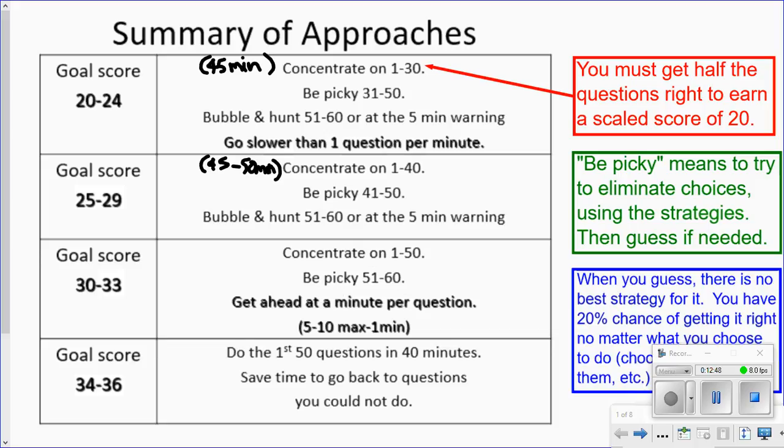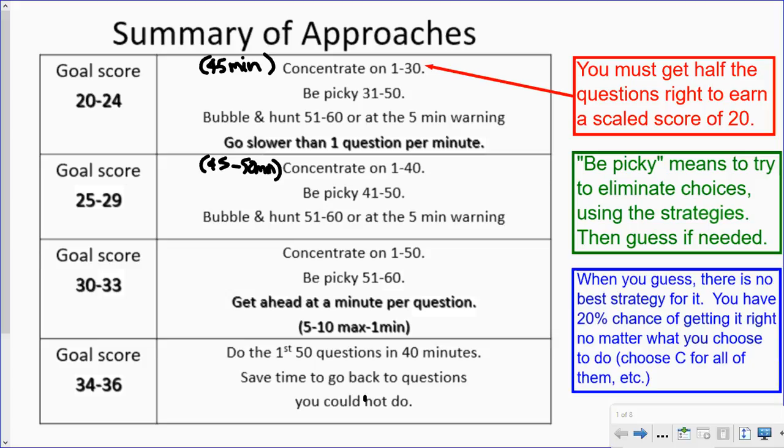And then if your goal is 34 to 36, you have to do the first 50 questions in 40 minutes. That's way less than a minute per problem. Okay. And then that saves extra time to go back to any questions you needed to, and then to also have time to focus on those last hardest 10 problems.